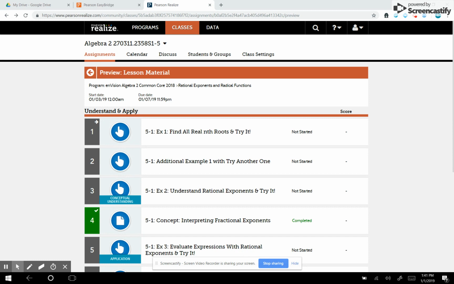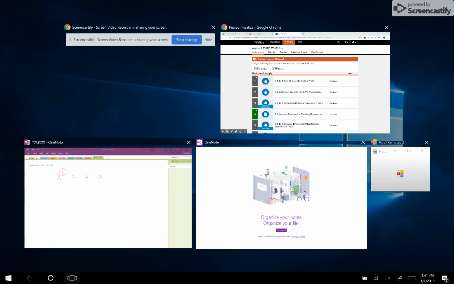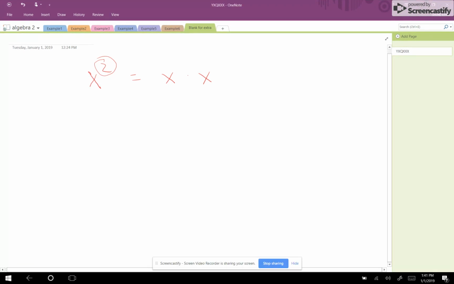We're starting today in 5-1, which is nth roots and real roots and all that kind of stuff. So I want to kind of review our exponent rules really quickly.